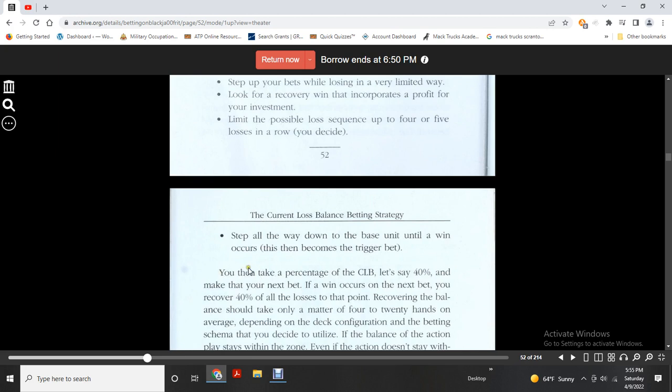Then this becomes the trigger bet. You think of a percentage of the current loss balance to bet, let's say 40%, to make the next bet. If you win the next bet, you recover 40% of all the losses up to that point. Recovering the balance should take only 4 to 20 hands on average. Depending on the deck configuration and the betting scheme, you either decide to utilize the balance for the action, play, and stay within the zone. Even if the action doesn't stay within the zone, you still recover, and it will just take a few more hands to get back to where you started before your loss sequence occurred.